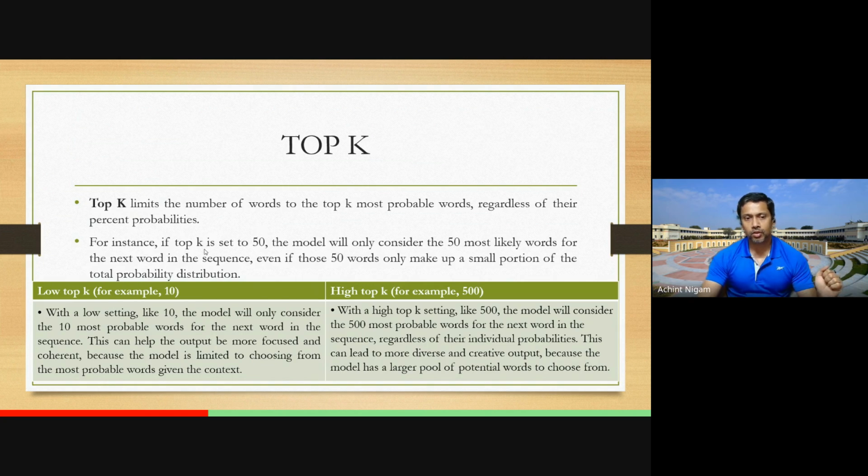For instance, if top K is set to 50, the model will only consider the 50 most likely words for the next word in the sequence, even if those 50 words only make up a small portion of the total probability distribution. Here you specify exactly the number of words. With a low top K, like 10, the model will only consider the 10 most probable words for the next word in the sequence. This can help the output be more focused and coherent because the model is limited. While if you set it much higher, this leads to more diverse, creative output.